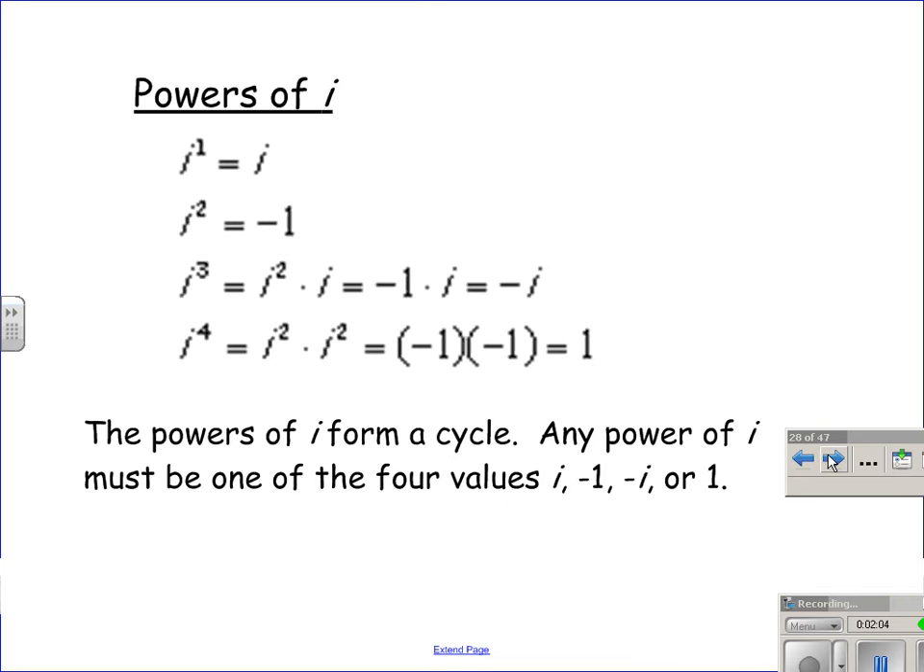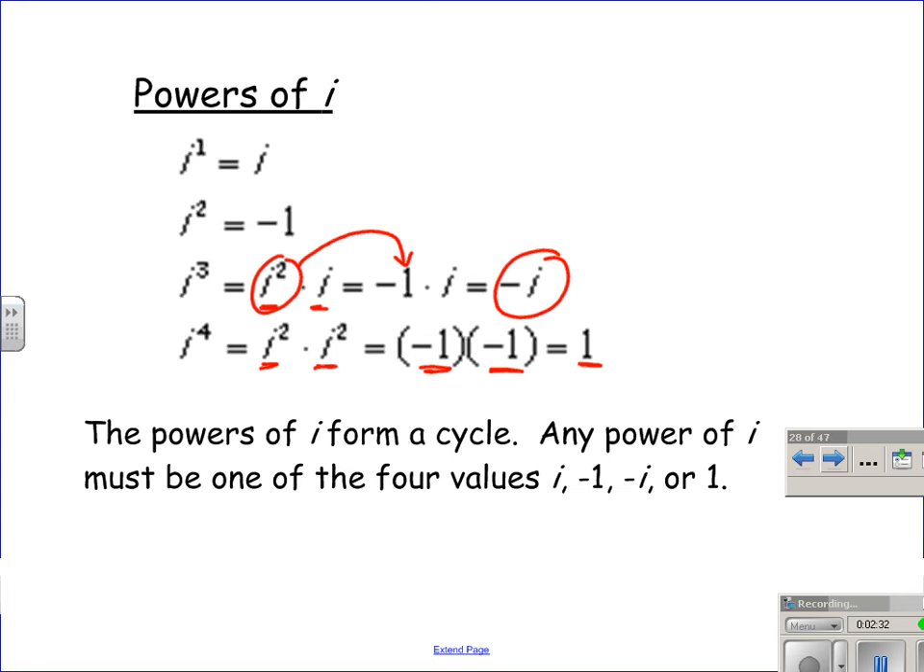First of all, let's talk about I. I to the first power is I, and I squared is -1. And then we could say that I cubed could be simplified as I squared times I. Now, if I squared is -1, then -1 times I is going to give us -I for the I cubed. And then similarly, I to the fourth could be written as I squared times I squared, which would be -1 times -1, which is then equal to 1.